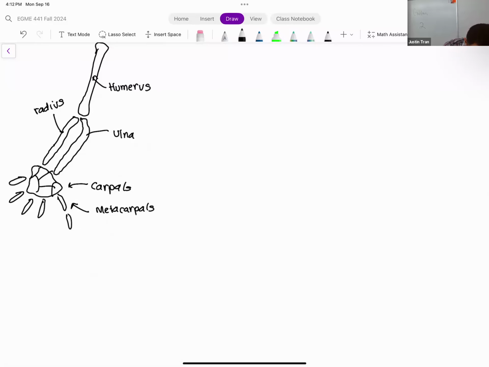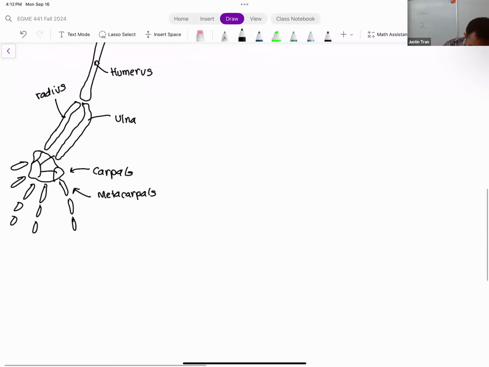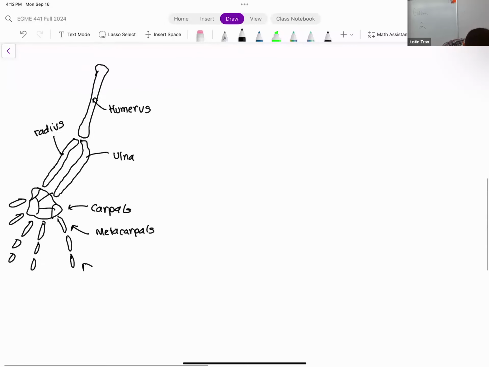And then at the ends of the metacarpals, you have a couple more bones that are connected. I'm not going to draw all of them, just because I'm out of space, but these bones are known as your phalanges. Phalanges was the favorite word of my fourth grade teacher. Like, show your phalanges, everybody. And we'd all put our hands up.